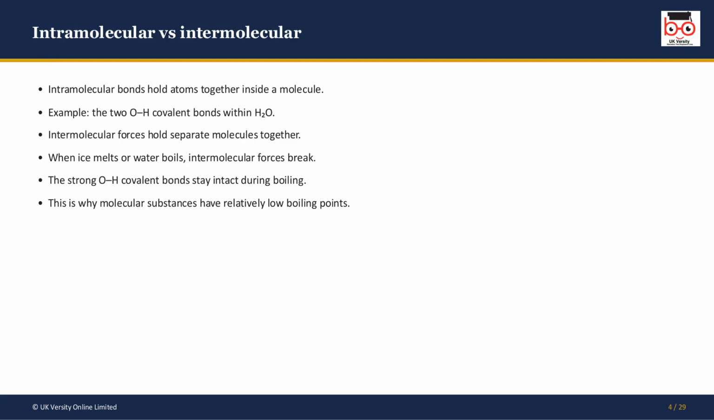It's vital to separate two things right away. Intramolecular bonds are the strong covalent bonds holding atoms together inside a molecule. For instance, the two oxygen-hydrogen bonds within a water molecule. Intermolecular forces, by contrast, act between separate molecules. When ice melts or water boils, it's these weaker intermolecular forces that break, while the strong oxygen-hydrogen covalent bonds stay completely intact. And that's precisely why molecular substances have relatively low boiling points.